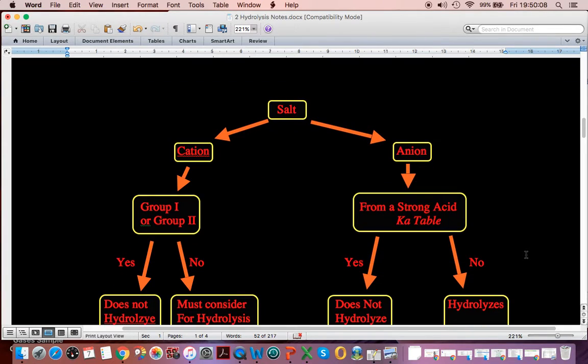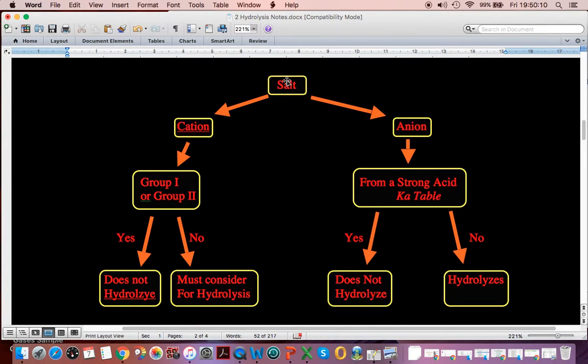Well, we have a flow chart here. You take your salt and you split it into a cation and anion. Cation, if it's group 1 or group 2, then you say, yes, it does not hydrolyze. That means it would leave things being neutral. If it's not group 1 or 2, then we have to see how it would hydrolyze, and that comes with experience. Now we look at the negative ion, the anion. If it's a strong acid on the Ka table, then it does not hydrolyze. But if it's from a weak acid, then it will hydrolyze.